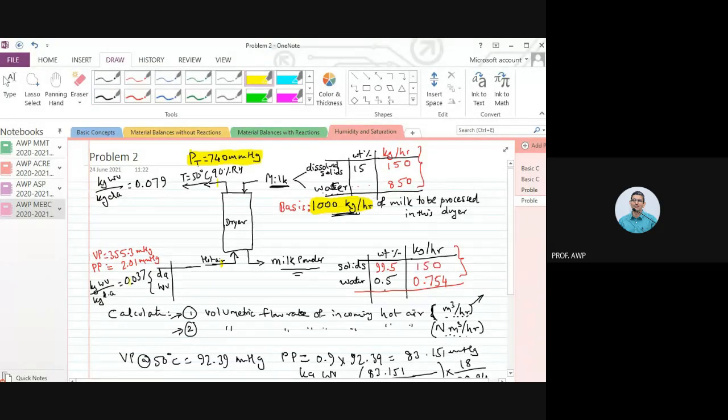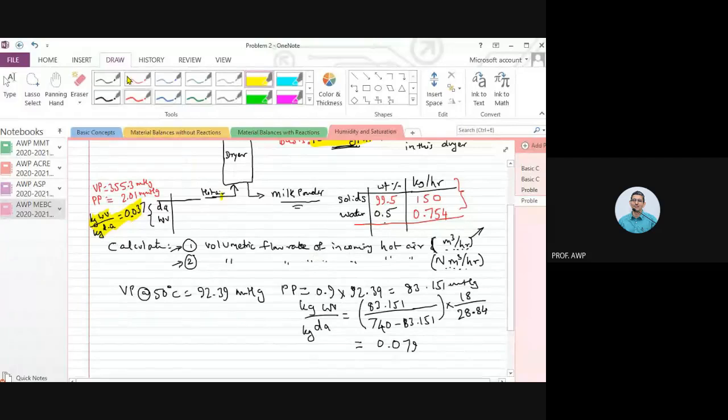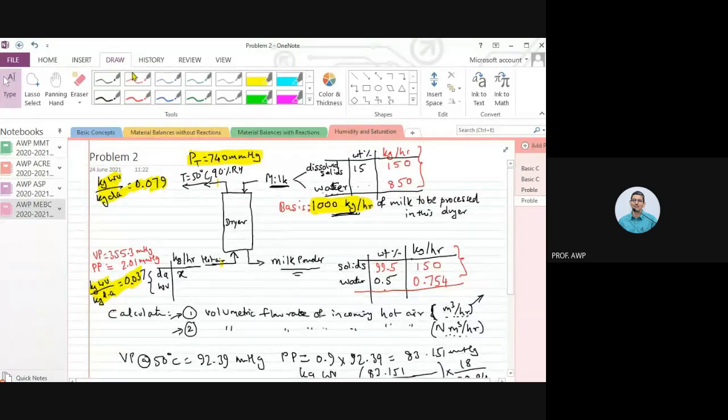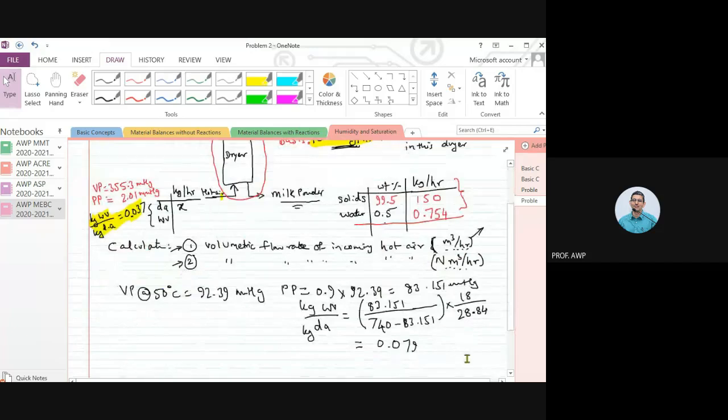Now you see, kgs of water vapor per kg of dry air in the incoming hot air was 0.037. In the outgoing air it is 0.079. So now if I say I have x kgs per hour of dry air coming in, we can write a control volume across the dryer and write a material balance for the water vapor and liquid water, right?